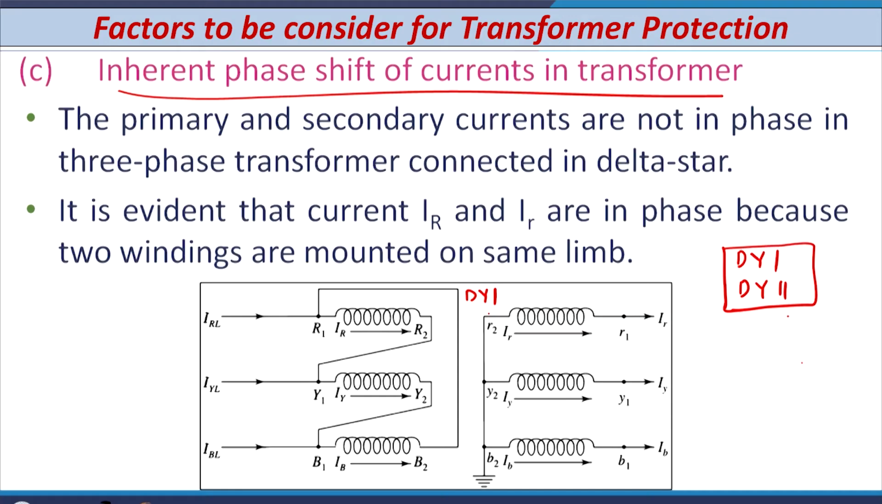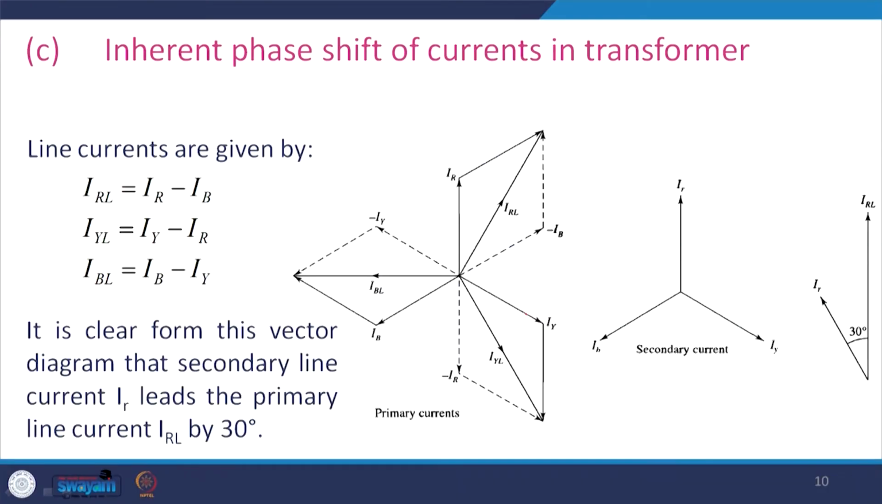Now, when we consider this, you can see that the current capital IR and small IR are equal. Why? Because when you mount the transformer, these two coils are mounted on the same limb. So, capital IR and small IR are both the same. If I draw the vector diagram, you can see that small IR, IY and IB are all 120 degrees apart, and capital IR is in phase with small IR, capital IY is in phase with small IY, and capital IB is in phase with small IB. So, this is very important.